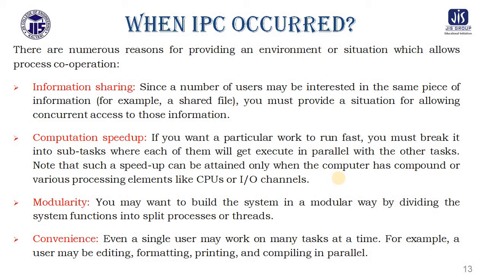Assume from the admission department all the faculties are getting information related to the students. From the library section, faculties and students are getting information. Similarly, from the administrative section, all the departments are getting information. That means they all are cooperating processes.